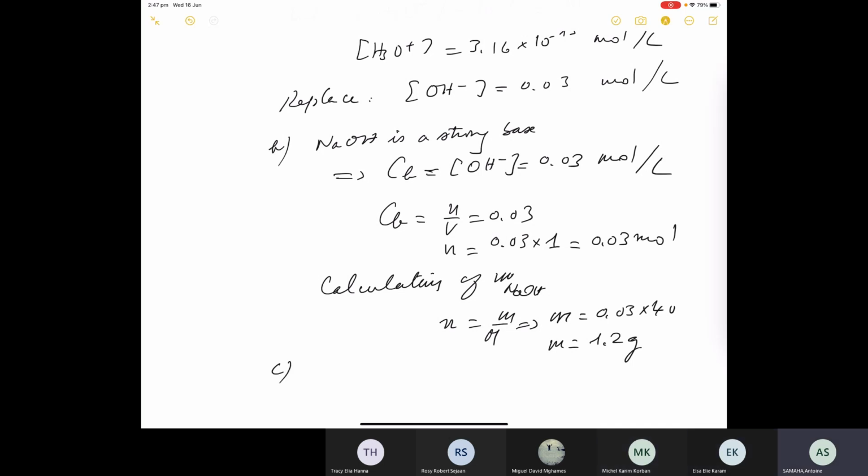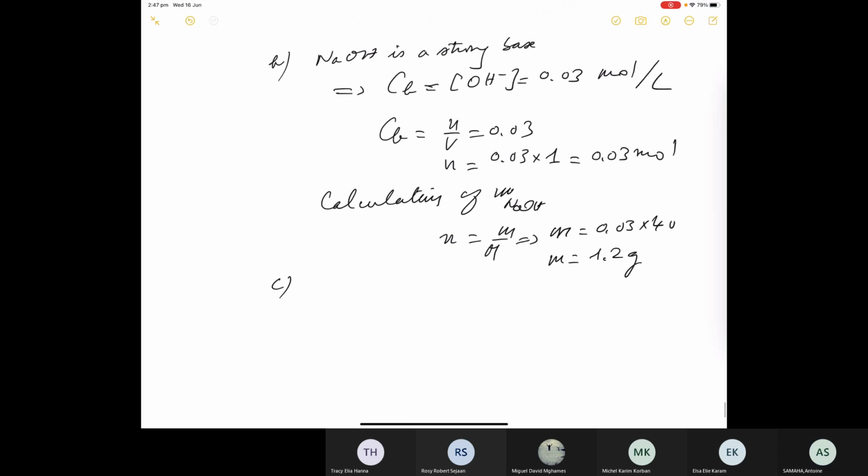Part C: what will be the pH if we dilute the preceding solution with an equal volume of distilled water?